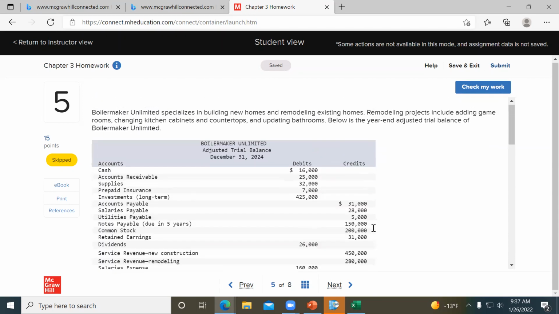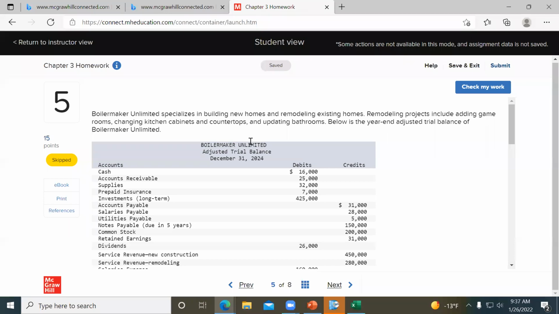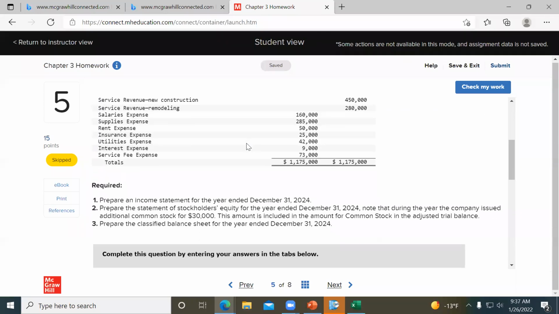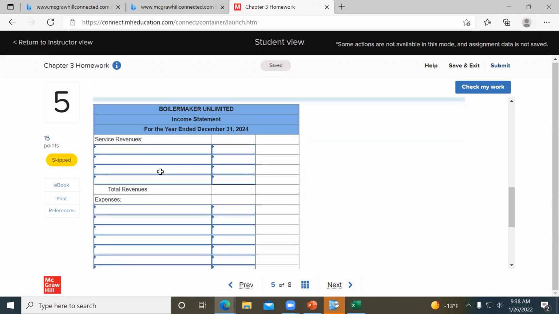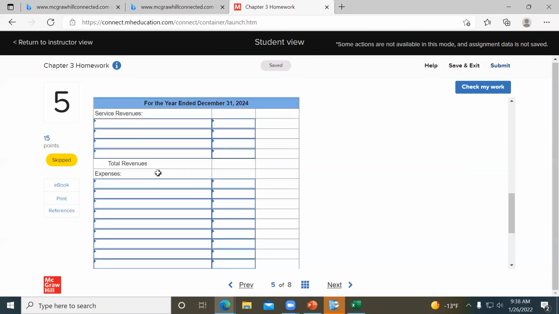Then you are going to see an adjusted trial balance on number 5. You're going to see an adjusted trial balance, and we have to prepare the financial statements. So I want to work with you on this. The first financial statement we always do is the income statement. Do you see, guys, that as you start here with service revenue, new construction, and you move down to the service fee expense, all of this is part of your income statement, right? Take a moment and attempt to fill this in on your income statement, okay? This will be very helpful for you.